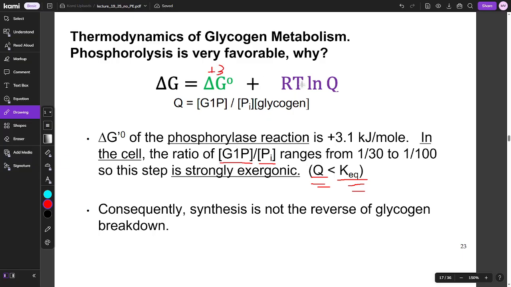But this Q value is going to be so skewed, like 1 to 100, right? And I'm trying to do this math here, but the log of 0.01 is -2, and then this is going to be like -10, right? So it's so skewed towards having inorganic phosphate that this overall becomes a -7 kilojoule reaction. But I just made this -10 number up, by the way, that's if I plug in this 1 to 100 ratio that they're talking about in there, right? So it's so favorable because of the concentrations of G1P versus the inorganic phosphate.